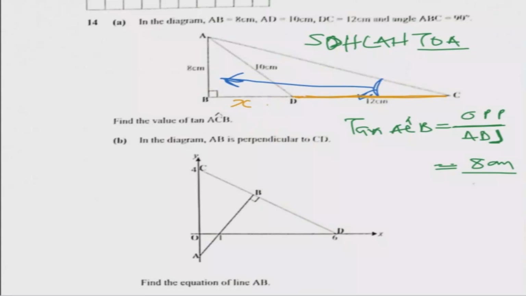So to find the value of x, I'm going to use this triangle. Okay, it's a right triangle. So that's the one I'm going to use to find the length of x. To do that, I'm going to use Pythagoras theorem. So I'm going to say this is the hypotenuse, 10 centimeter is the hypotenuse.